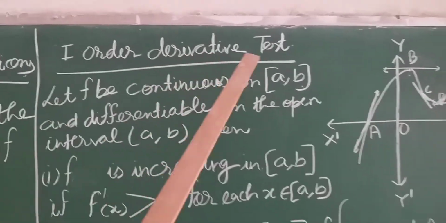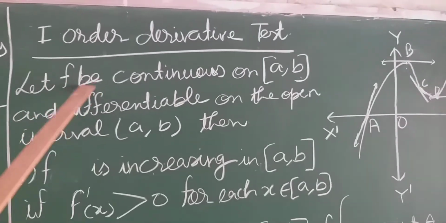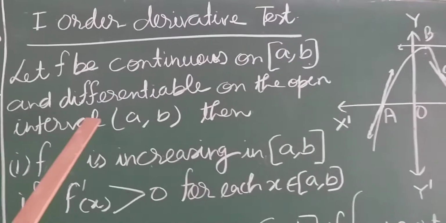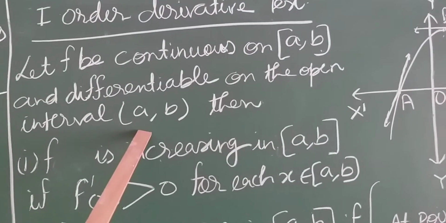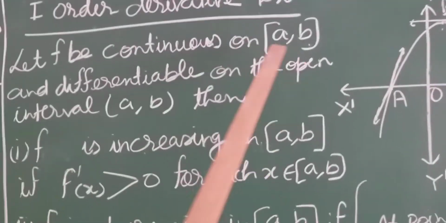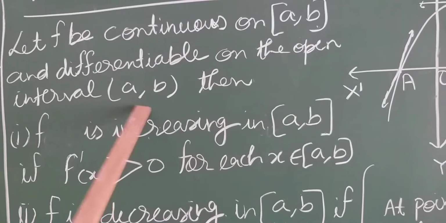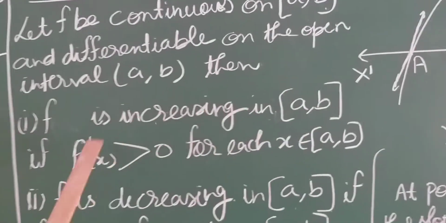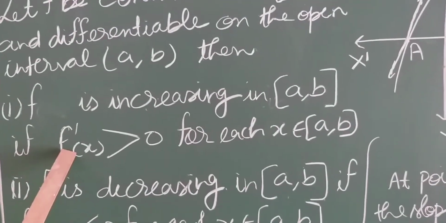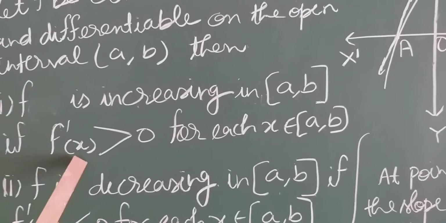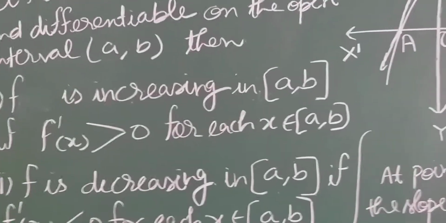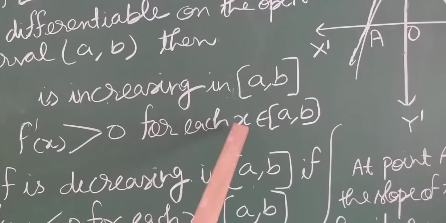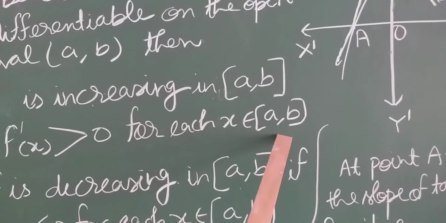So now in the first derivative test, let f be continuous on [a, b] and differentiable on the open interval (a, b), continuous on the closed interval [a, b] and differentiable on the open interval (a, b), then f is called increasing in the closed interval [a, b] if the value of its first order derivative at x is greater than 0, means f'(x) is greater than 0 for every value of x where x belongs to the closed interval [a, b].